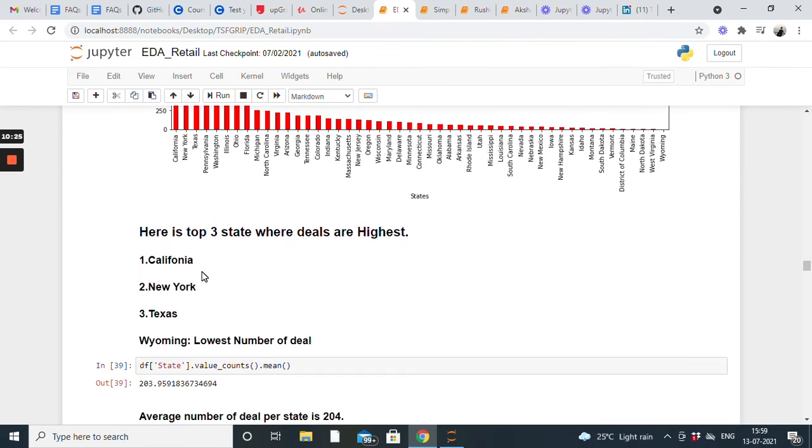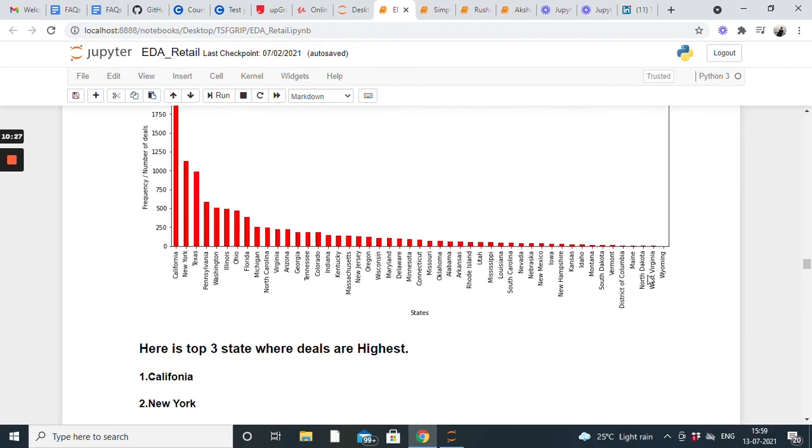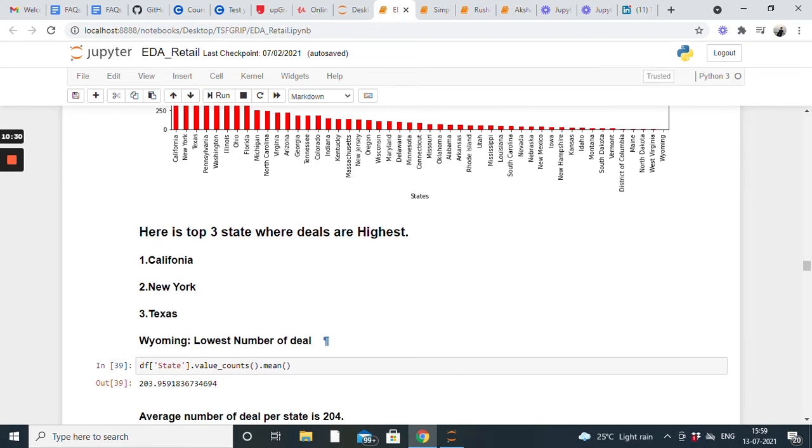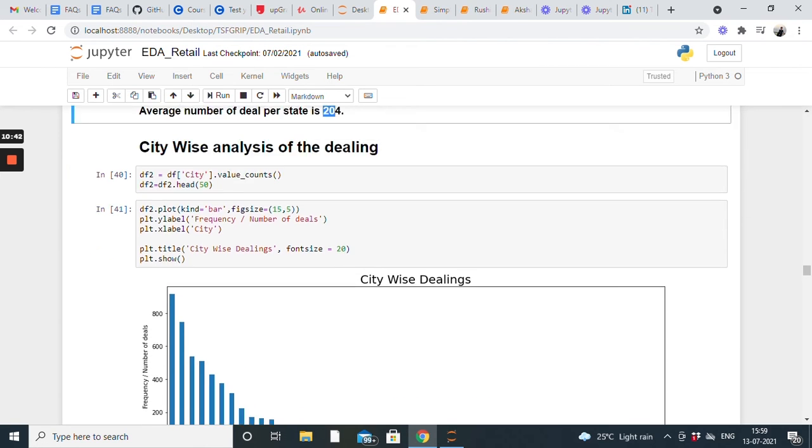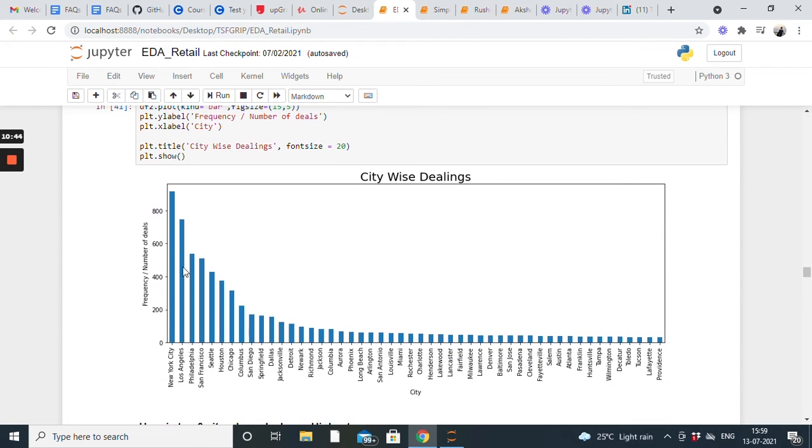And the lowest is Wyoming, the lowest number of deals. The average number of deals per state is 204. Now we can go with the city wise analysis also, and here is the city wise dealing with a bar plot.